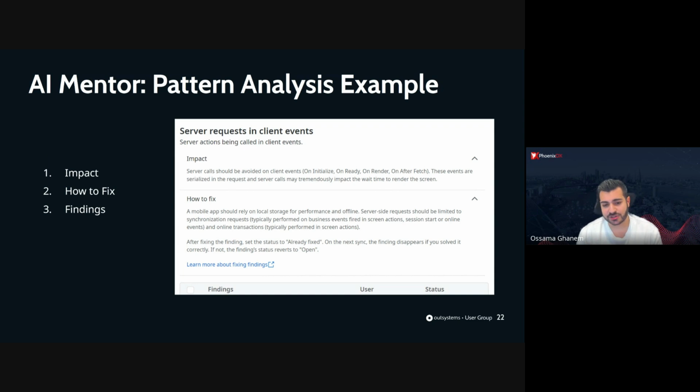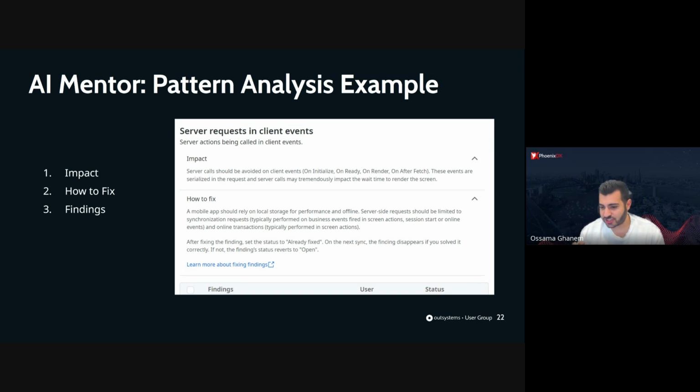And more likely than not, you're going to find a link like the one in the screenshot here, which says learn more about fixing findings. You might find a link which also delves into this in a little more detail in the OutSystems documentation online. But typically, I found that the how to fix section is pretty self-explanatory when it comes to addressing these findings. And then finally, there's a finding section at the bottom.